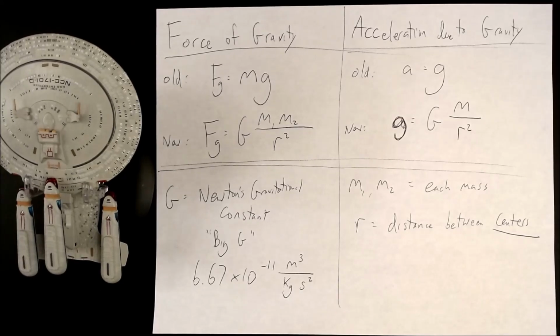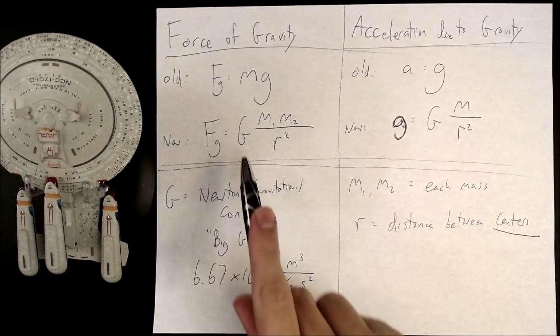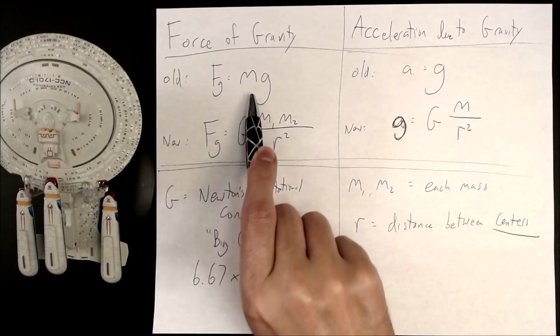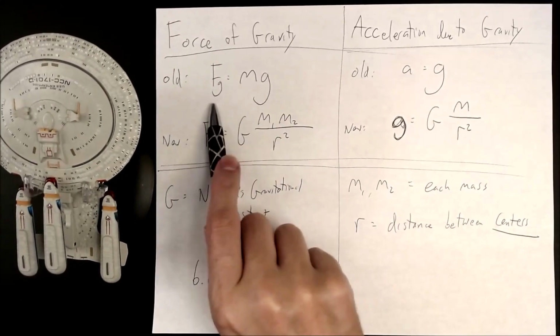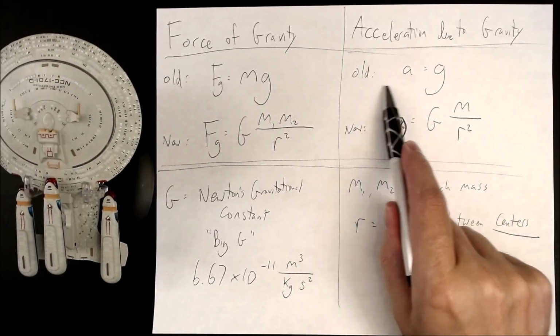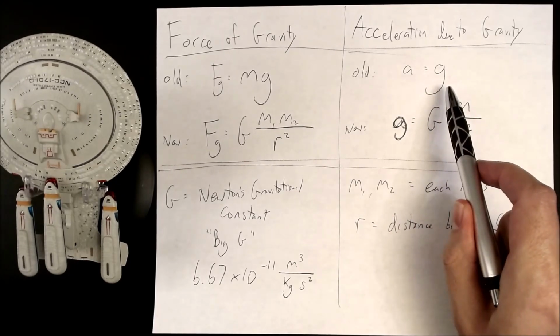So what are the new equations that we're going to be using for gravity, force of gravity, and acceleration due to gravity? Reminder, the old equations were that the force of gravity is equal to mg. I remember being very annoying, trying to always remind you of that. And the old acceleration due to gravity was just g, 9.8 meters per second squared.